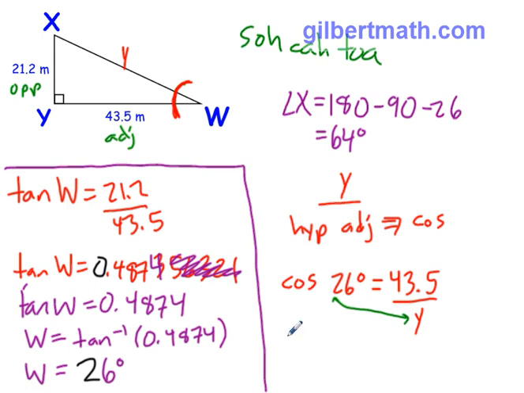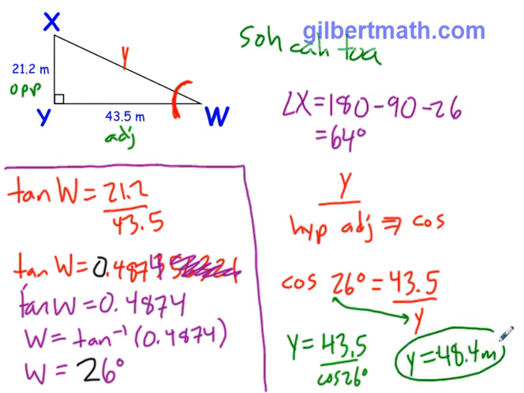Again, we know that these two things switch, so we get y equals 43.5 divided by cos 26. We're solving for y, which is the hypotenuse, so we know that our answer has to be bigger than 43.5 and bigger than 21.2. So I go ahead and I solve it. And I get 48.4, which is bigger than 43.5, so I think that answer is probably correct. So 48.4 meters.